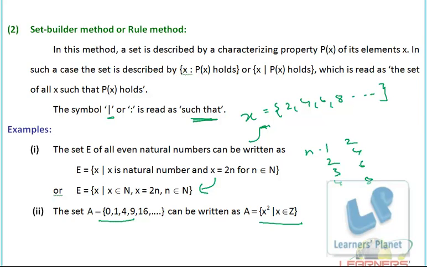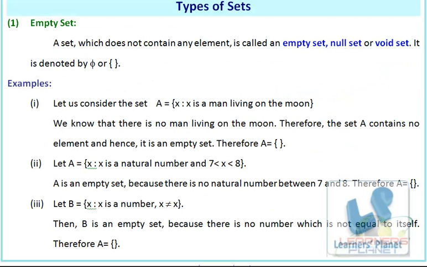Okay, now let's see types of sets. The first is the empty set. Empty set means there are no elements in the given set, right? So a set which does not contain any element is called an empty set, null set, or void set. It is represented as phi, or as nothing between the two curly brackets.